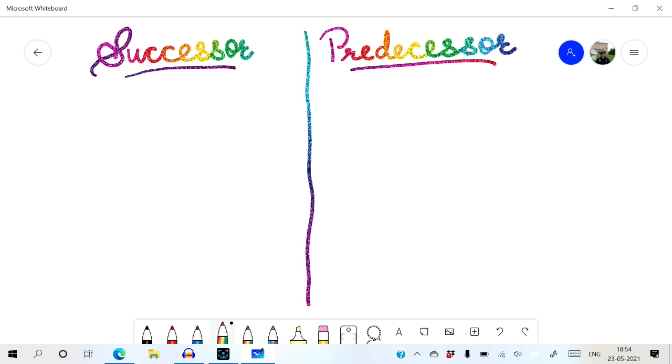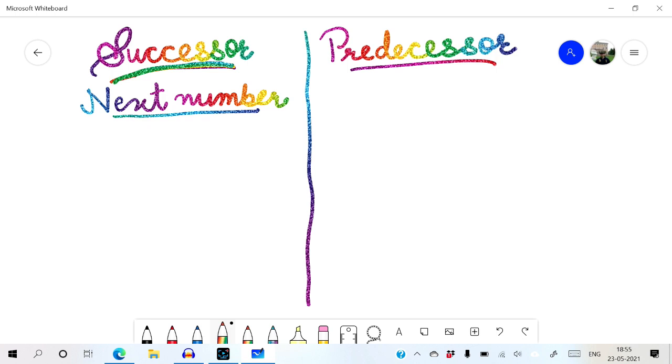Children, today I am going to explain to you what is a successor and what is a predecessor. Okay, successor has got success in it. So successor is the next number. If a number is given to you and you are told to find out its successor, it means you have to find out the next number. For example, 5. The successor of 5 is 6. Very easy.